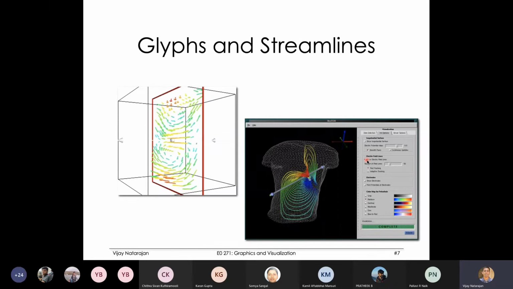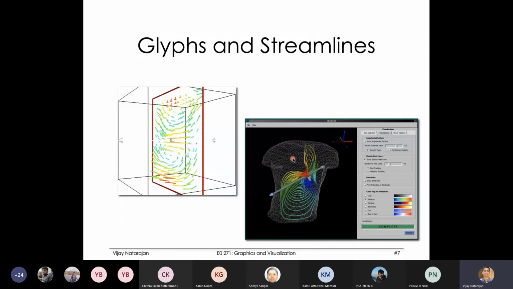Streamlines and glyphs work in 3D as well. So I've just shown some pictures here. The picture on the left is just glyphs in 3D, but what you are seeing here is just a slice. Again, we use the same slicing technique to show a 3D vector field by looking at it one slice at a time. Of course, otherwise you have a lot of clutter.